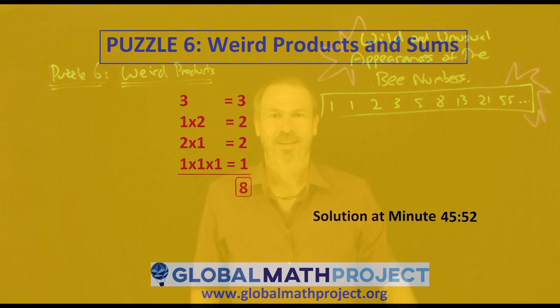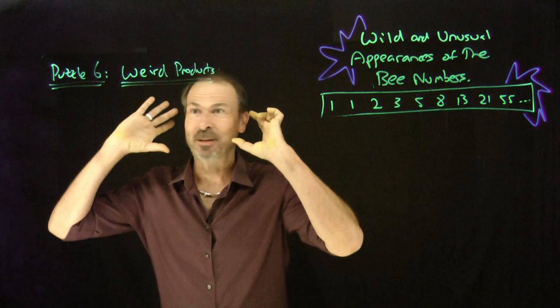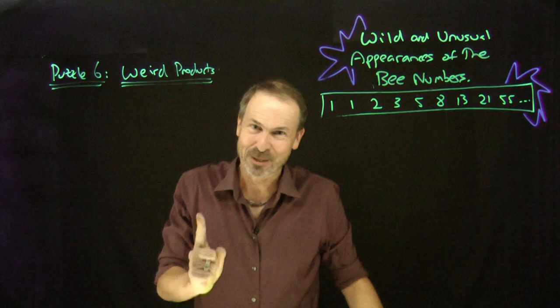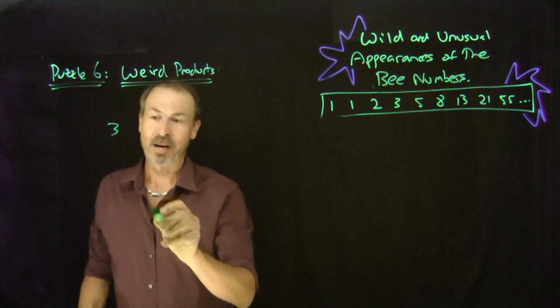Here's puzzle number 6. This one's hard to describe, so I'll just call it weird products. But we were doing weird sums of numbers before, but the connection with those sums of numbers goes even deeper in terms of these B numbers. For example, we had 3, which left us 3, or we could write it as 1 plus 2, or 2 plus 1, or 1 plus 1 plus 1.